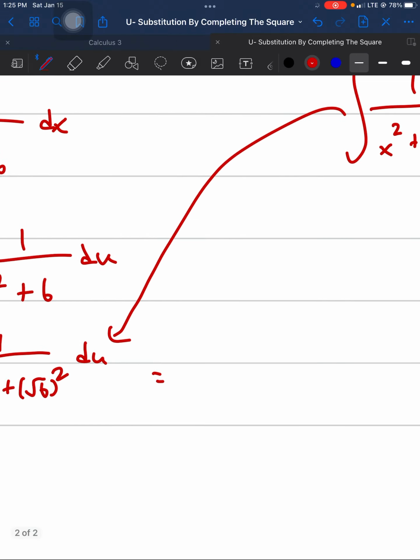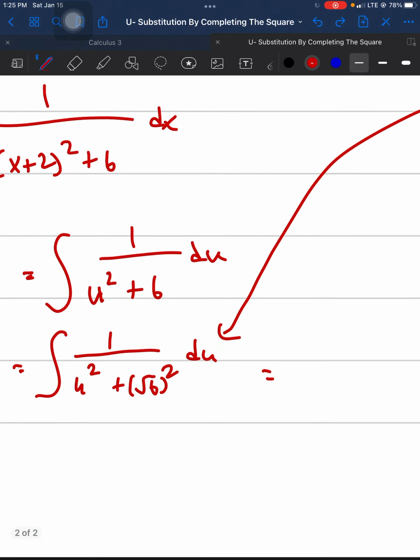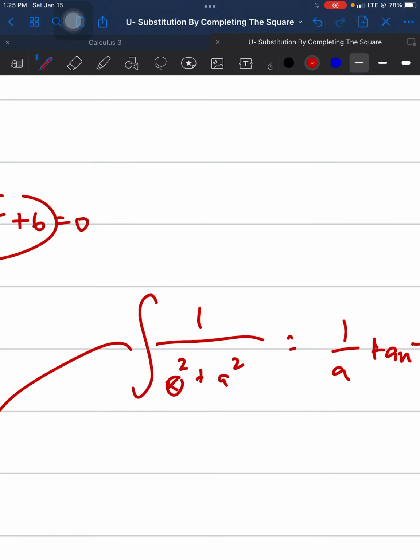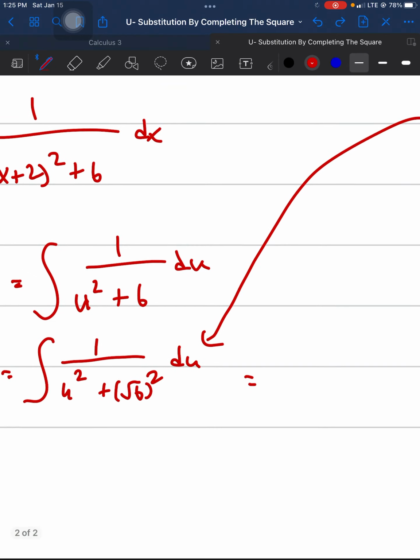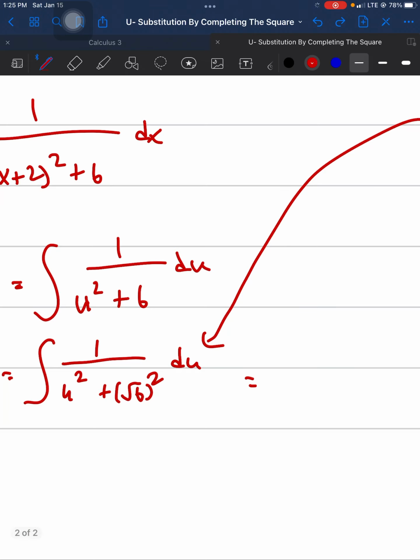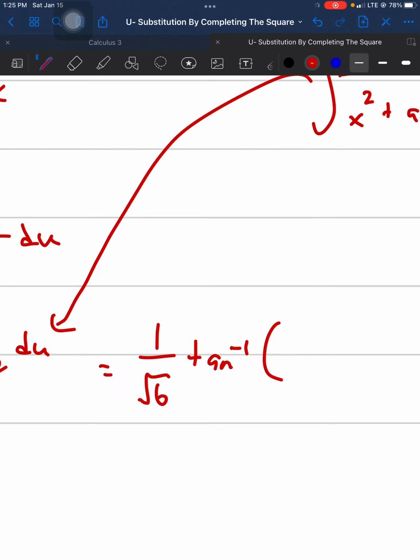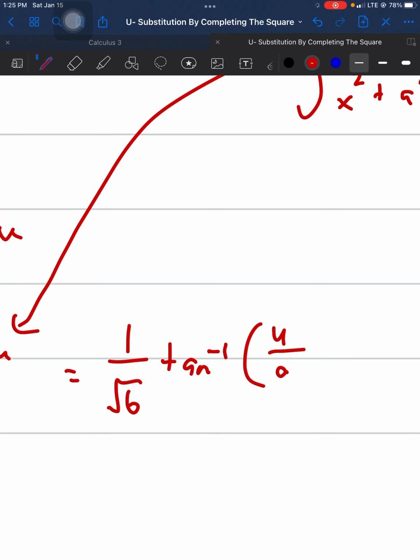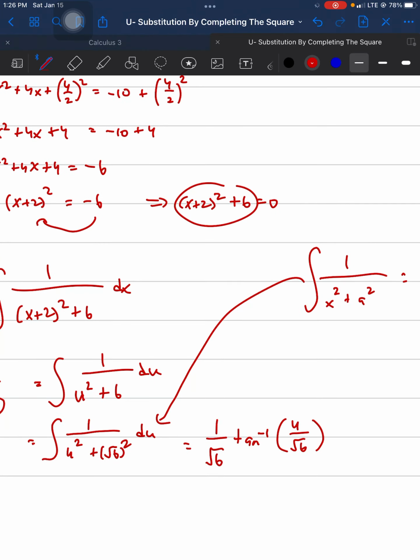So what we can do now, we know that a in this case is going to be radical 6. We know x in this case is u. So let's do that. So 1 over radical 6 tan inverse. We know that we have u over a, so u over radical 6. So we end up with this.